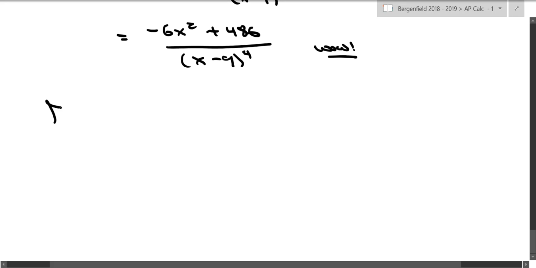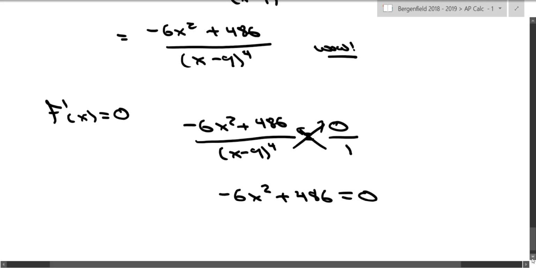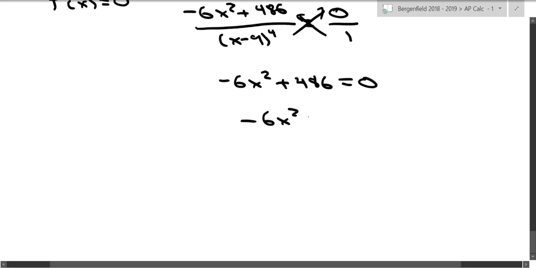But all you have to do now is you know there's a horizontal tangent when f prime of x is equal to 0. So you have to set this whole thing, negative 6x squared plus 486, all over (x minus 9) to the 4th, and set it equal to 0. I put the 1 underneath to remind students of cross products. So if you just cross multiply, you'll notice that the denominator disappears and you're left with negative 6x squared plus 486 is equal to 0. And then from there you get negative 6x squared is equal to negative 486. So two negatives make a positive, and divide by 6. I hope it's a nice number. 6 goes into 48 8 times, and 6 into 6 is 1. Oh, I like that. x is equal to plus or minus 9.